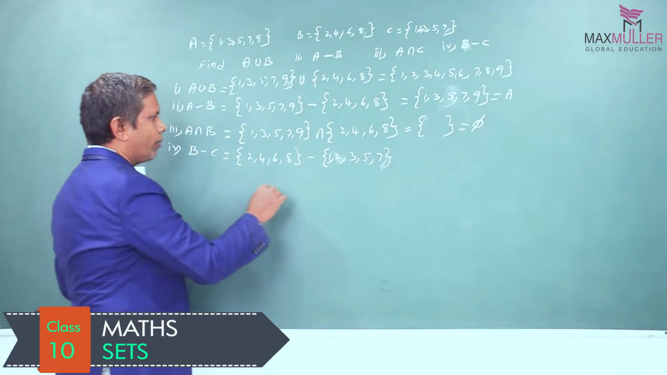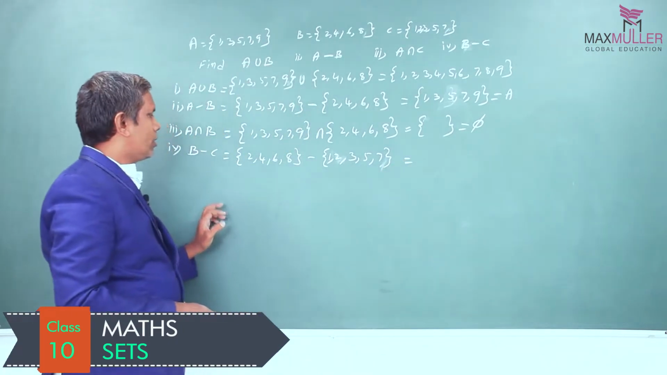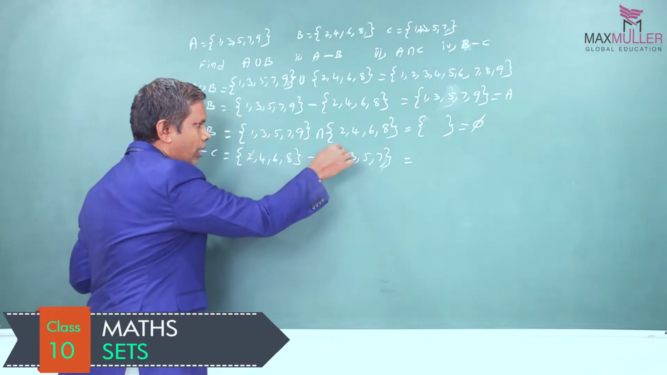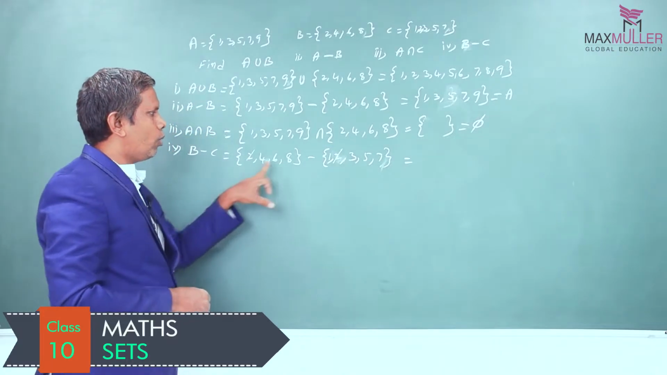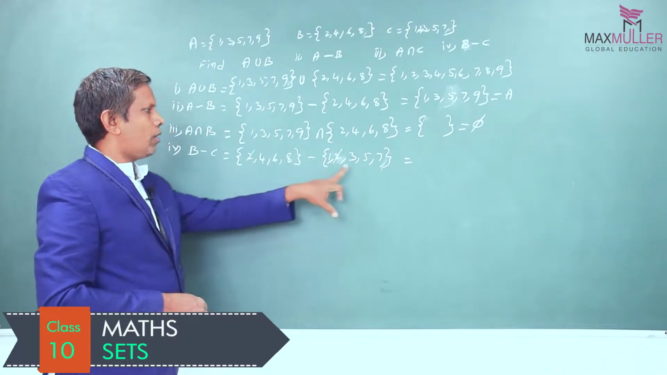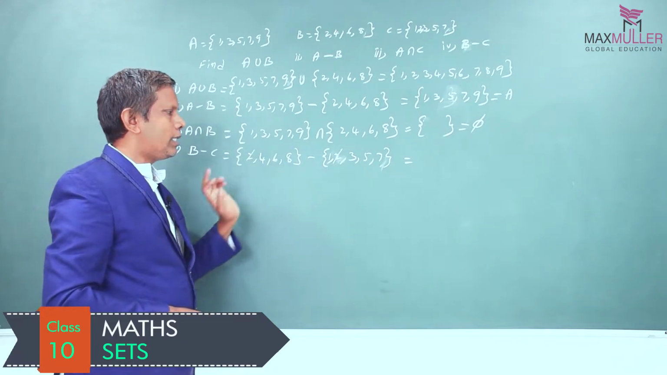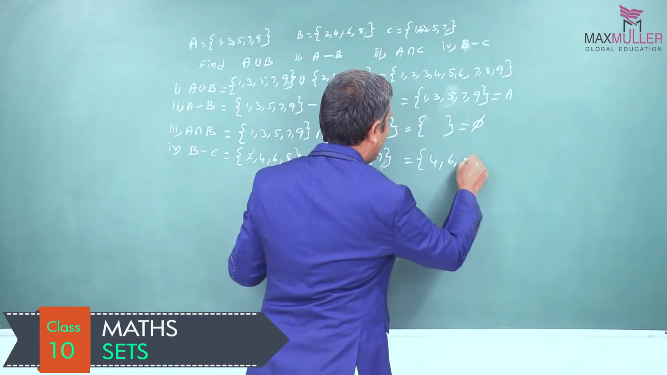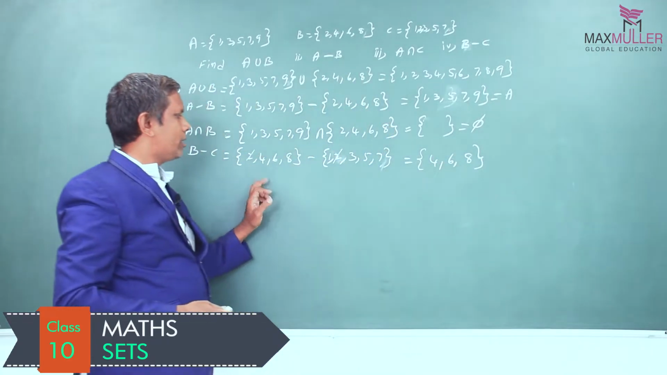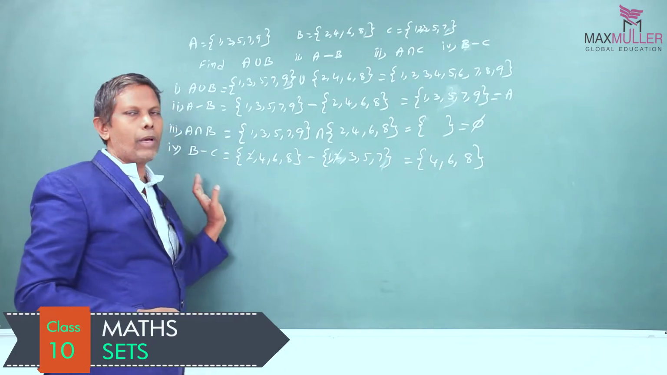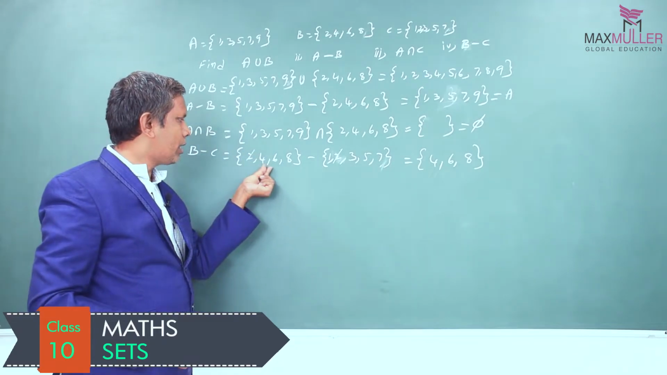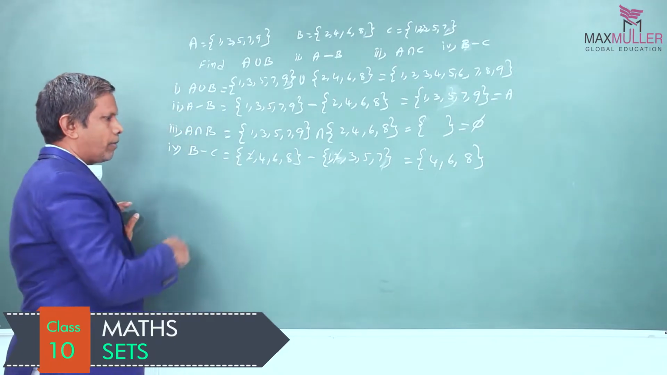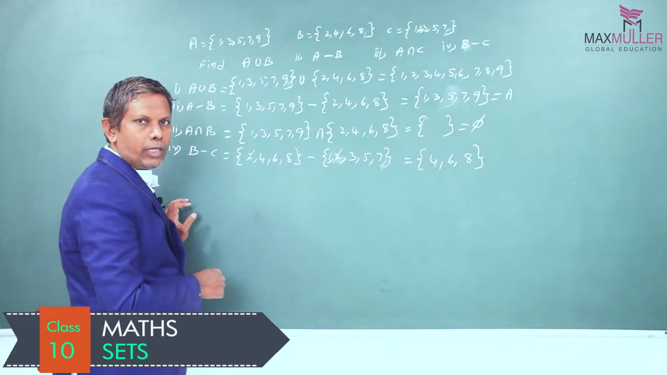That is equal to B minus C. Common elements you have to subtract. Here 2 is there, 2 is also there in C, so 2 we can subtract. 4 not there, 8 not there, 6 also not there. You can write the elements 4, 6, 8 in B minus C. So the elements which belong to B and do not belong to C, that is B minus C.